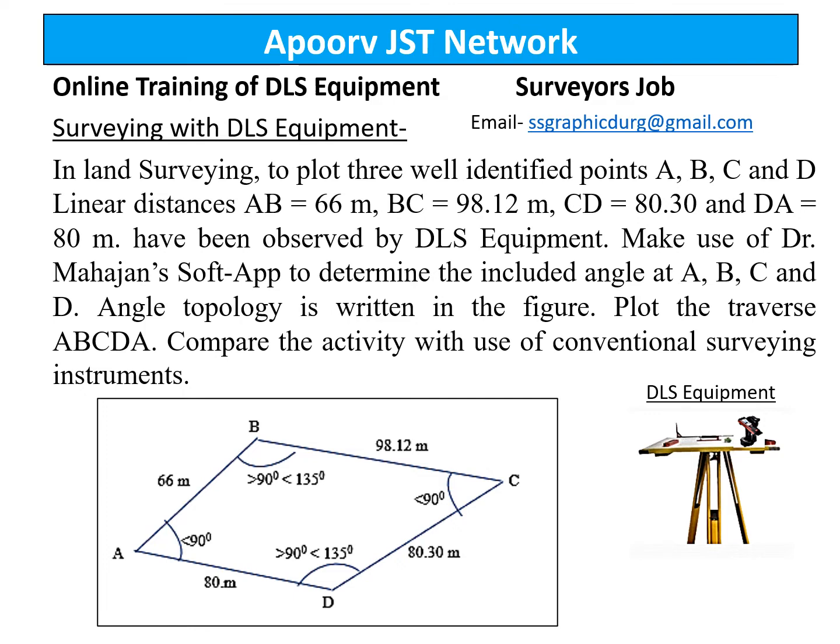Make use of Dr. Mahajan's soft app, free supply to the users, to determine the included angle at A, B, C and D. Adjust the angles for the geometrical condition of the figure and plot the traverse ABCDA. Compare the activity with use of conventional surveying instruments.